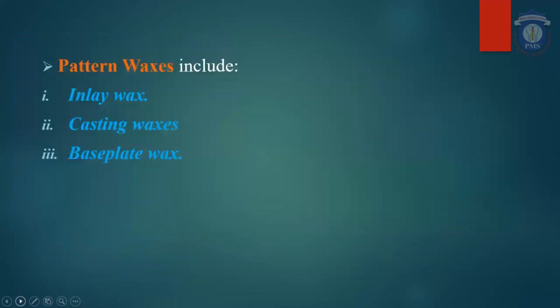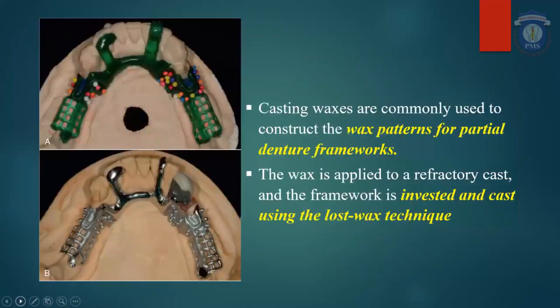The typical example of pattern wax is the inlay wax. There is an inlay wax, and then there are casting waxes and also base plate wax. The casting waxes, like your inlay waxes, are commonly used to construct the wax patterns for removable partial denture framework, the RPD framework. This wax pattern is applied to a refractory cast framework, and then it is invested and cast using the lost wax technique. Refractory cast means that it will be able to withstand very high temperature.